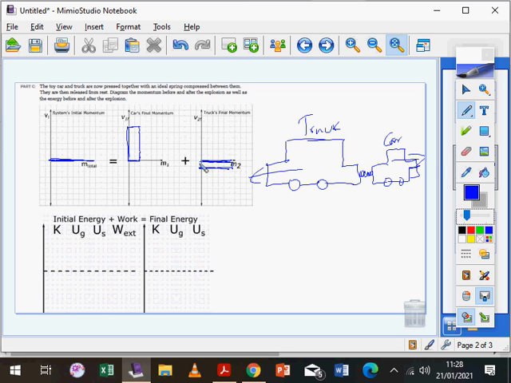I'm doing this scale for you so that you can see it easier. Okay, is this diagram okay for everyone? Yes, you know? Yeah.